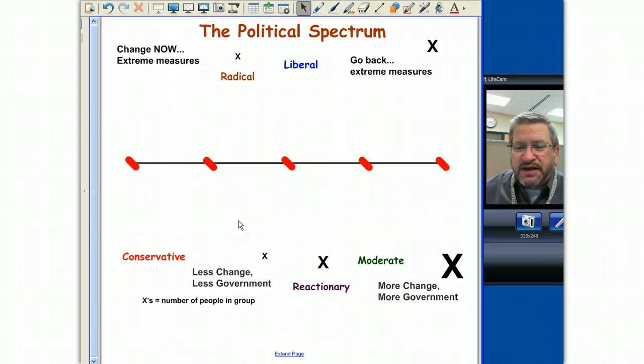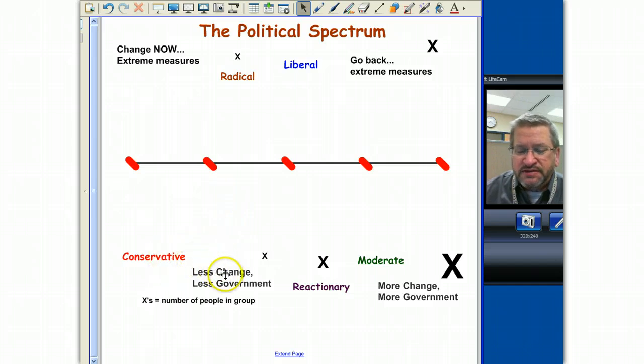So we use a smartboard as a little tool here to figure out where things go in relationship to whether or not a person is interested in having more or less change, more or less government, and where people really in general sit on the political spectrum. So first of all, let's talk about the conservative and liberal perspective.